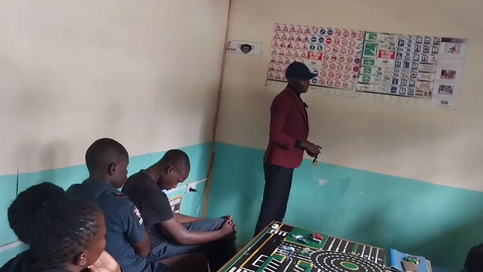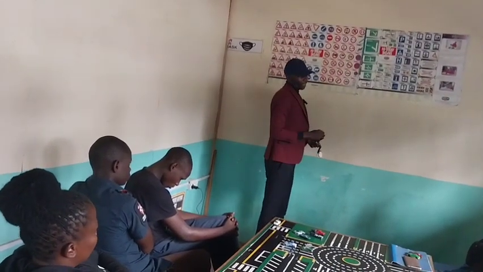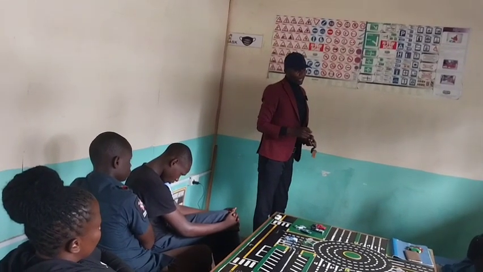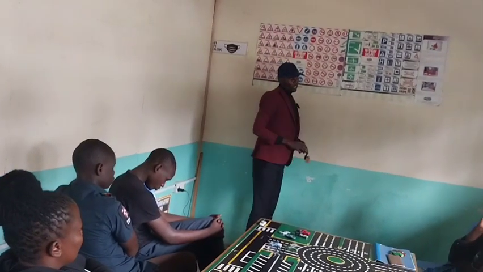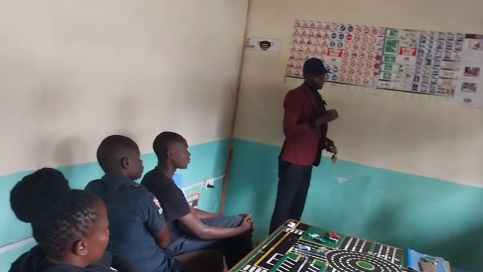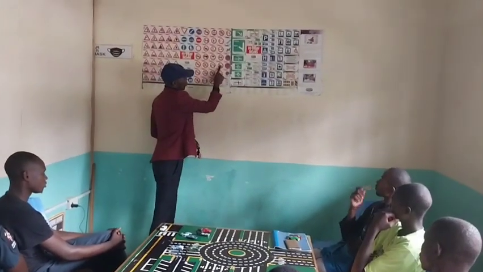Maximum speed limit in town should be 50. So any place that has got a market center or a market day, that one is a town. So you must follow this sign. You must follow maximum speed limit of 50. Are we together? Then no hooting.